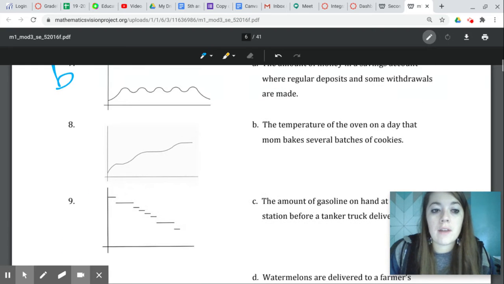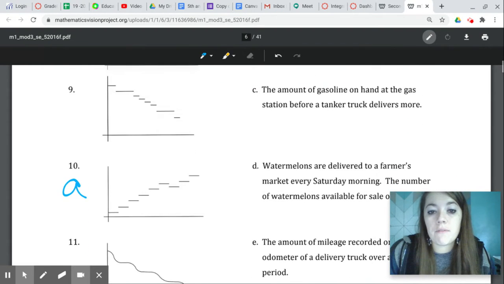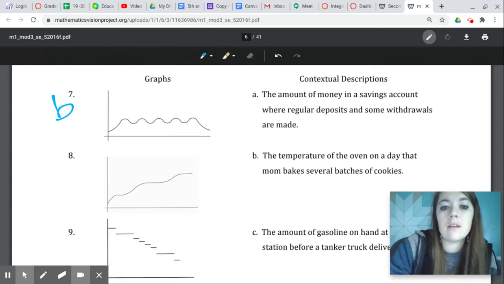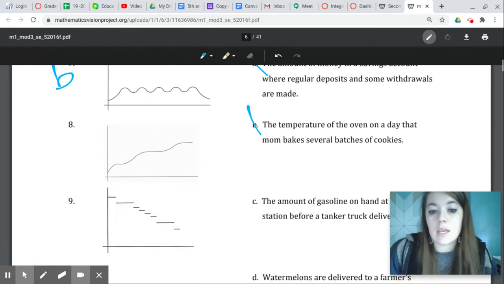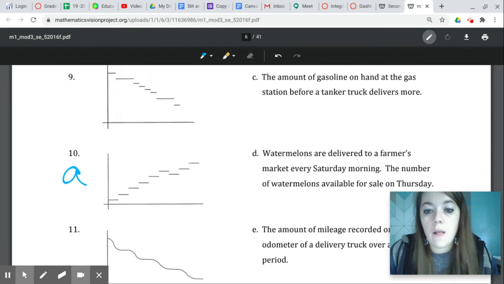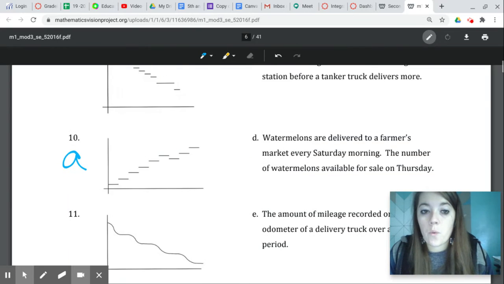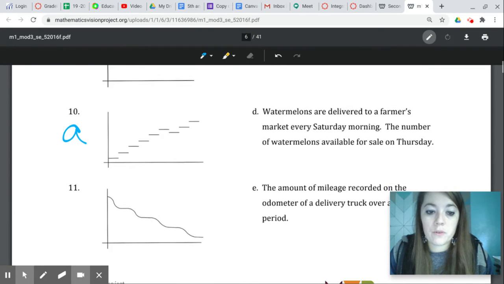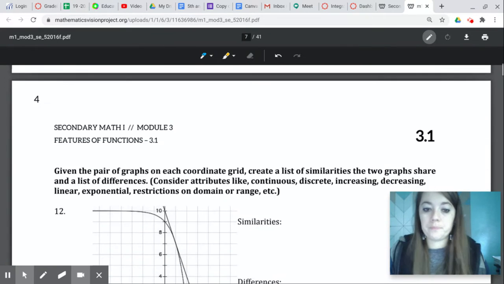So you guys have 8, 9, and 10 to figure out from C, D, and E. So be careful. The values and whether you're increasing or decreasing. So 2 of these are decreasing, 1 is increasing.